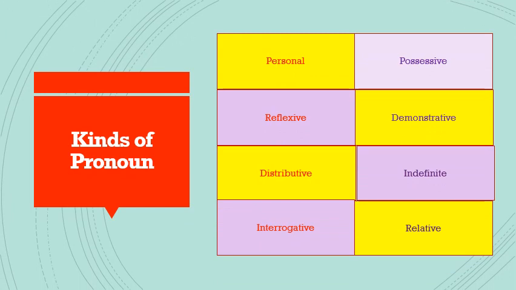So there are 8 kinds of pronoun. Let's take a look. Personal pronoun, reflexive pronoun, distributive pronoun, interrogative pronoun, possessive pronoun, demonstrative pronoun, indefinite pronoun, and relative pronoun.